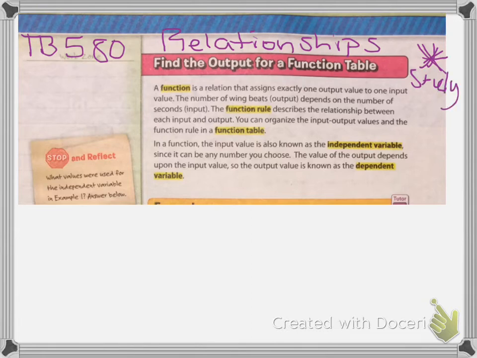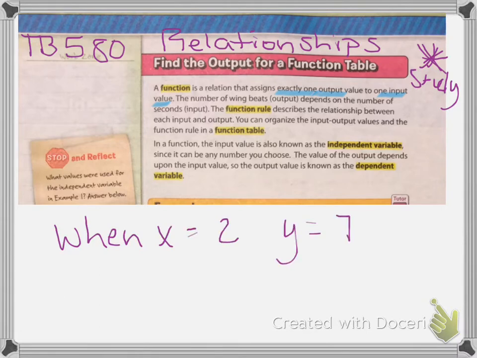All right, so it says a function rule. I'm going to get my little highlighter here, but I'm going to change the color. There we go. A function is a relation that assigns exactly one output value to one input value. So what they mean by that is something like when x is equal to 2, y is equal to 7. So you get one of these and one of these. It's not going to be a set. Like when we go further into the chapter, you're going to see that you can have several different answers for an inequality. This one has a very specific answer. When x is something, y is something else.